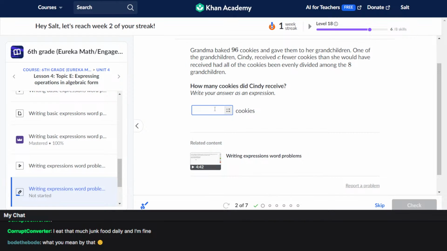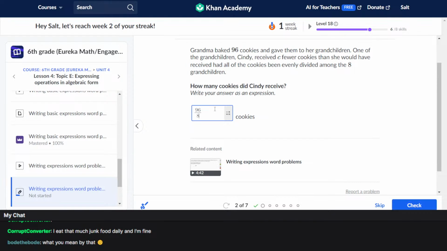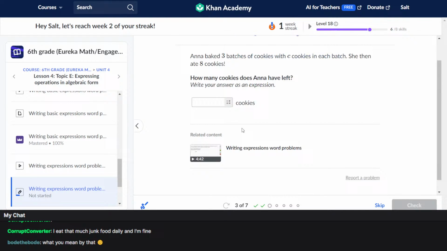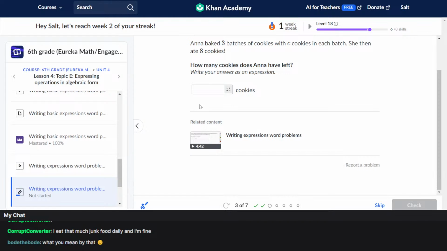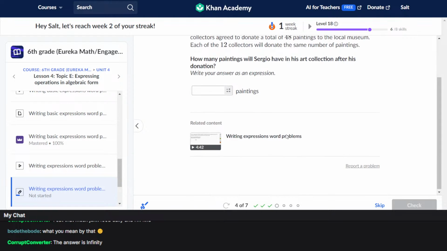How many cookies did Cindy receive? Oh, it's just 96 divided by 8. She got 8 less. Wait, she got C fewer cookies. She got 8 cookies. Wait, why are these ones significantly easier than the other ones? Or maybe I was just being really dumb earlier. I think it's just because it's the same pattern over and over again.